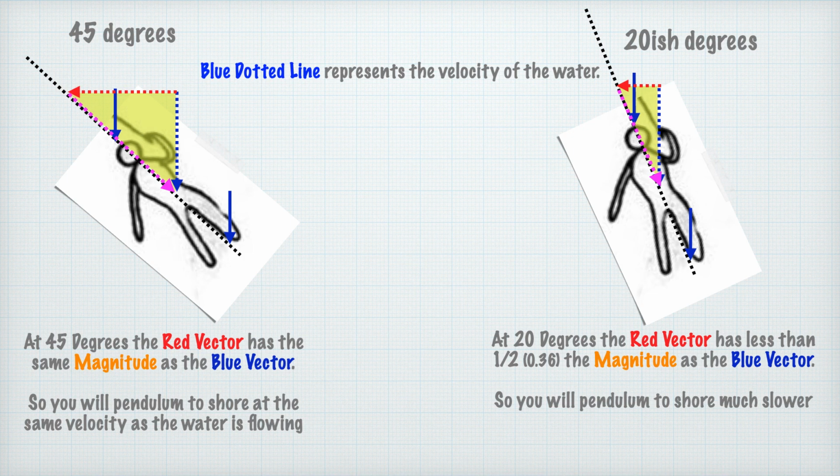with this pendulum effect. But strictly talking about the right triangles, you can see that at 45 degrees, the speed or the velocity at which you pendulum to shore equals that of the flow of the water, and at 20 degrees, it's significantly less.